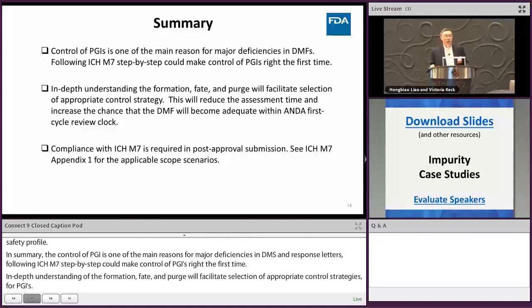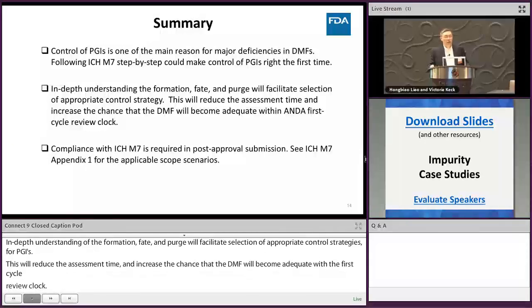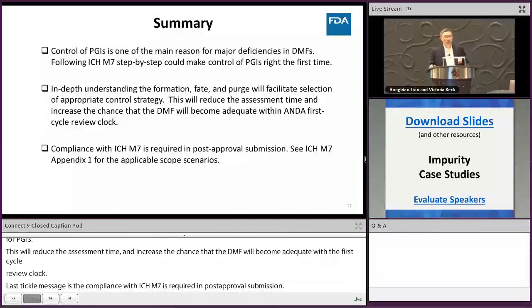The last take-home message is that compliance with ICH M7 is required in post-approval submissions. Please refer to ICH M7 Appendix 1 for the applicable scenarios.